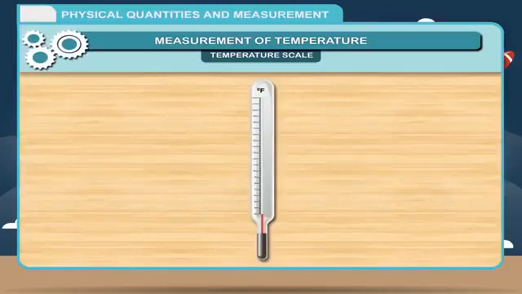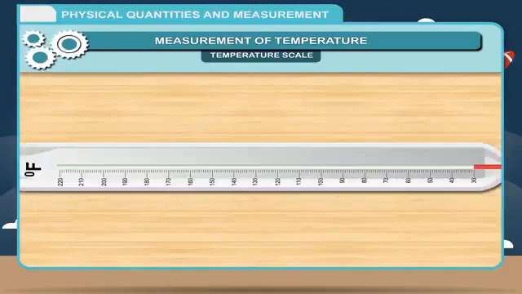On the Fahrenheit scale, the lower and the upper fixed points are 32 degrees Fahrenheit and 212 degrees Fahrenheit respectively. The distance between these 2 points is divided into 180 equal parts. Each division is equal to 1 degree Fahrenheit.